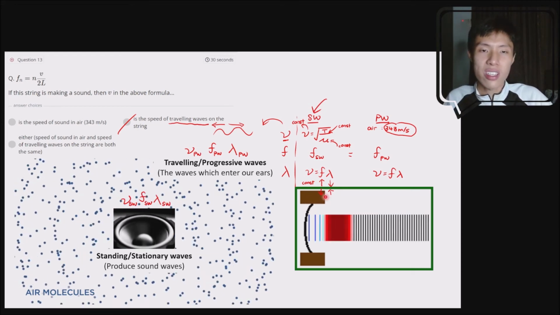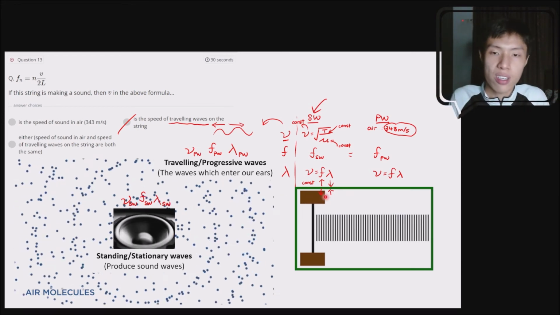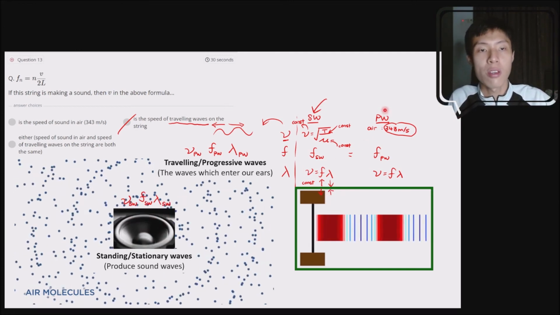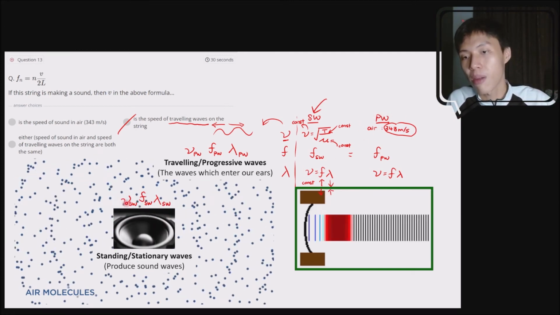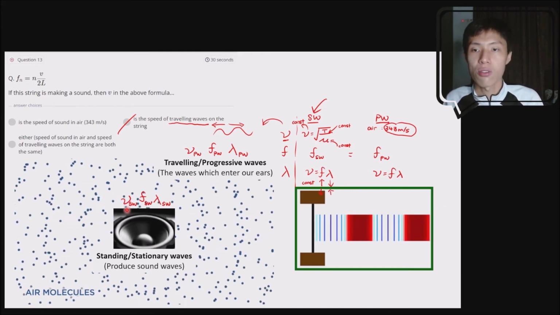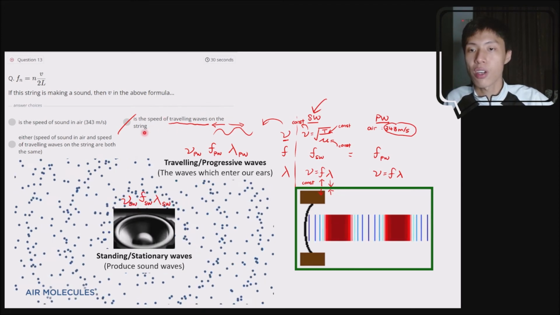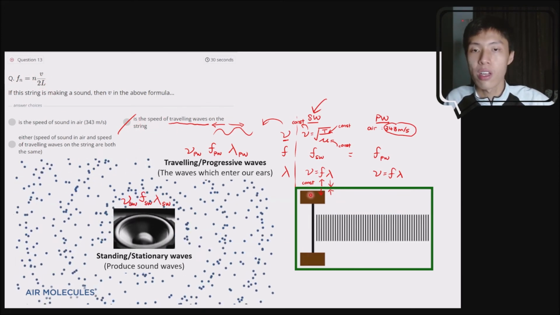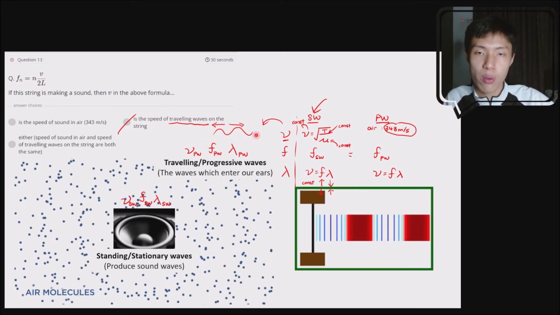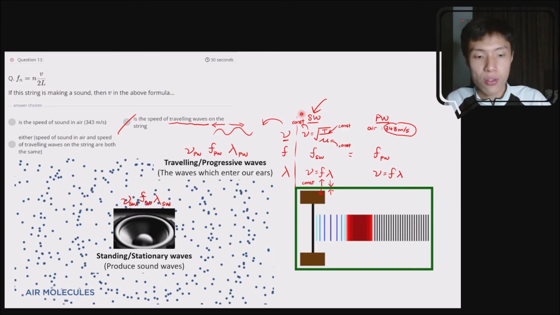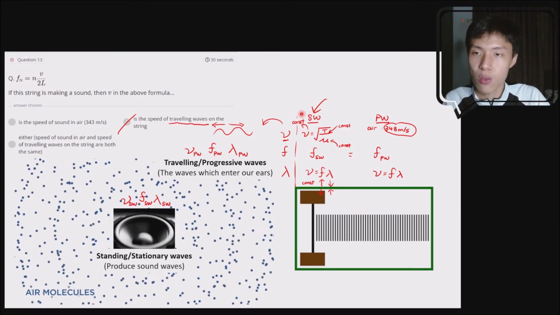Okay, so this is the difference between standing wave and progressive wave. You find the standing wave at the musical instrument, you find the progressive wave at the air particles around the musical instrument. Okay, so the answer should be the speed of the traveling wave on the string, because this is the equation for standing wave. So this is the speed of the traveling wave that produces the standing wave. Okay, so that's all for this question. Let's move on to the next question.